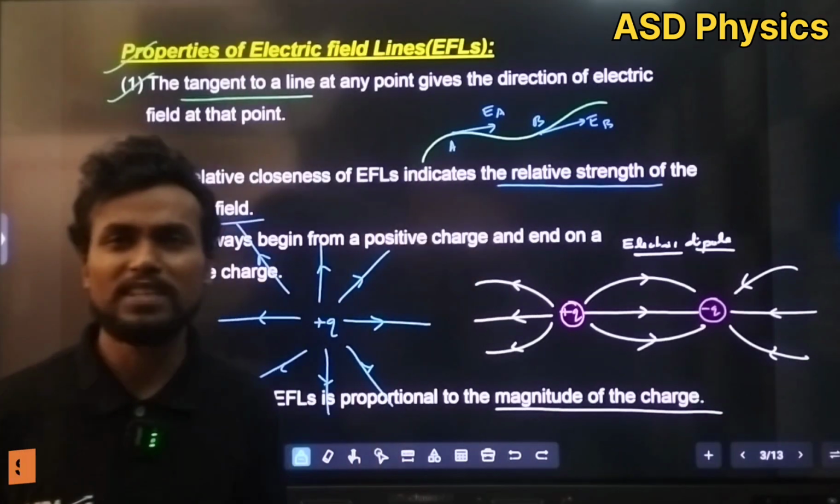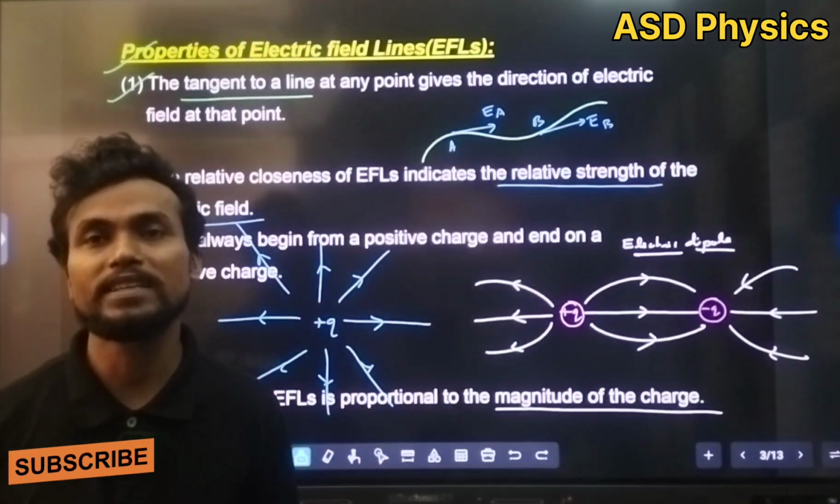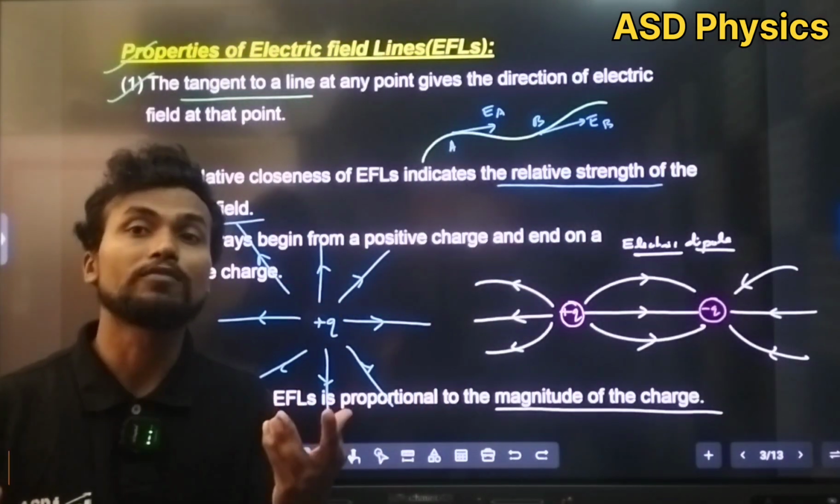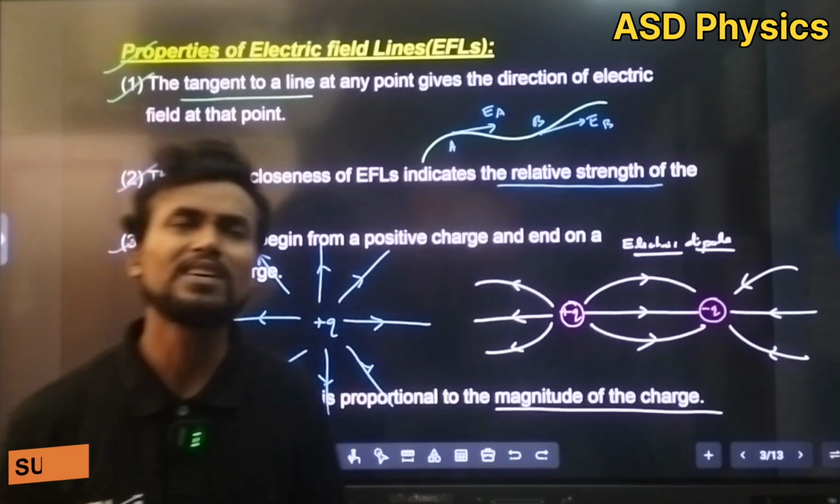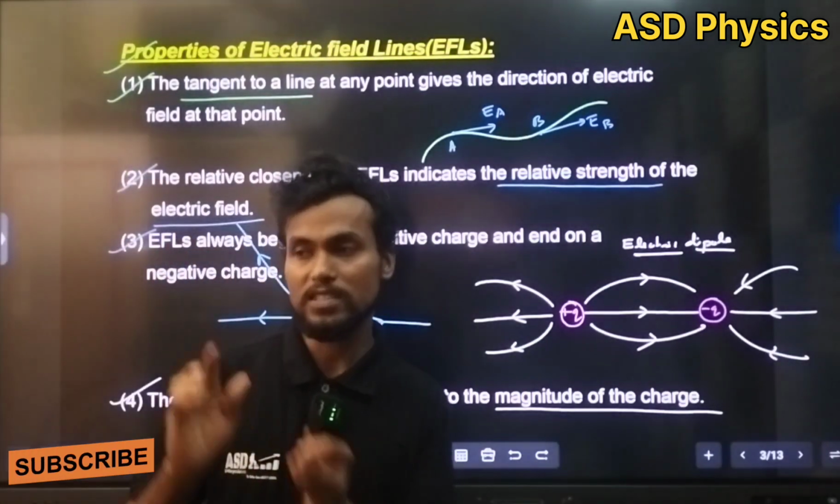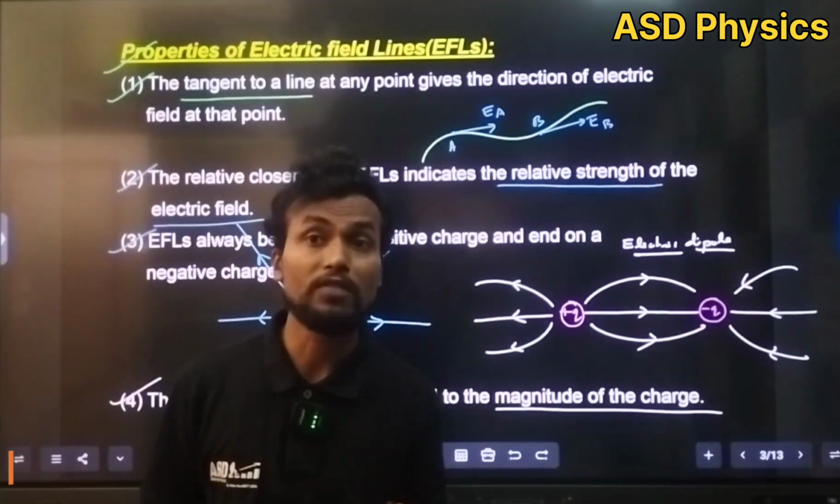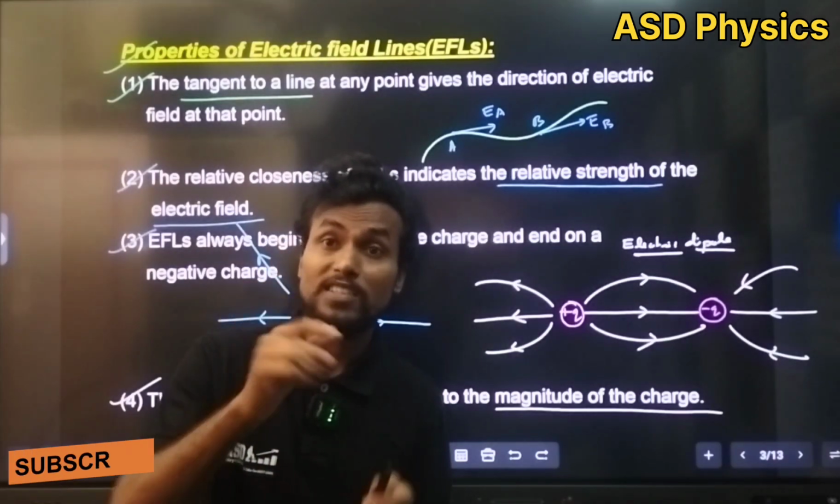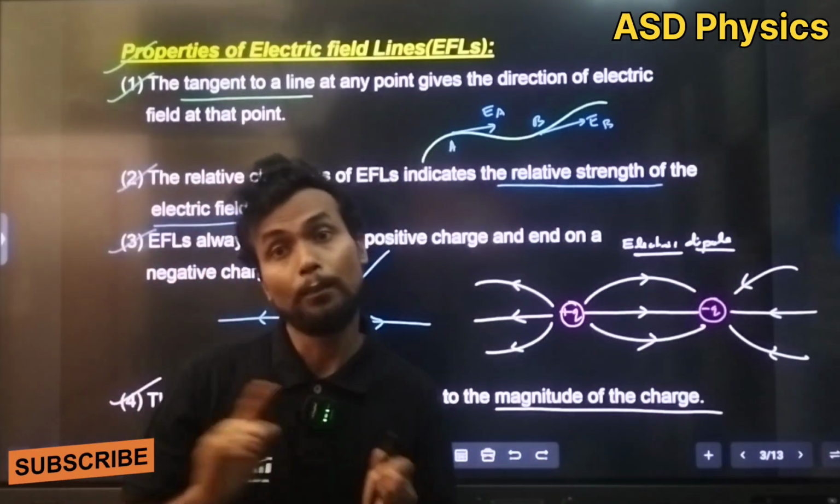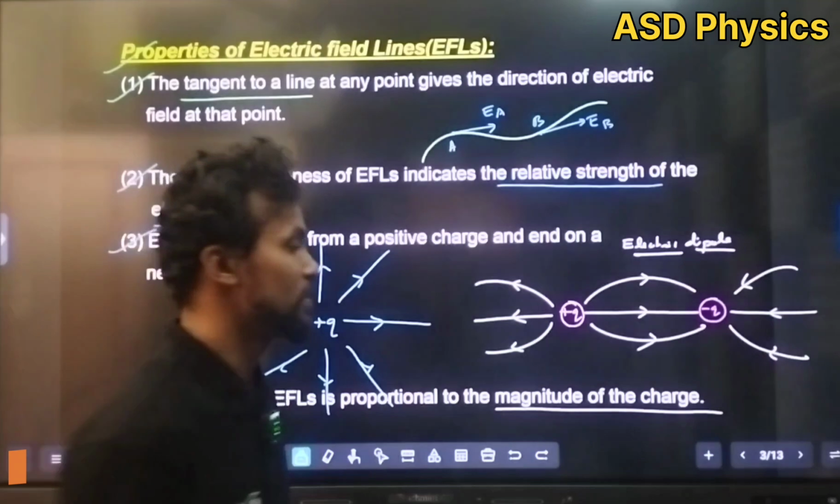After that, students, the fourth point: the number of electric field lines is proportional to the magnitude of the charge. That means, very simple, if the charge has more magnitude, then we have to draw more field lines compared to the smaller charge. For example, with two charges, 1 coulomb and 2 coulomb, due to the 2 coulomb charge the number of field lines will be twice that of the 1 coulomb charge. Please remember that.